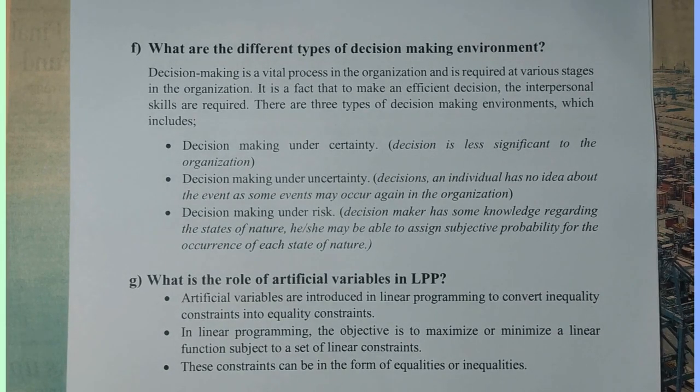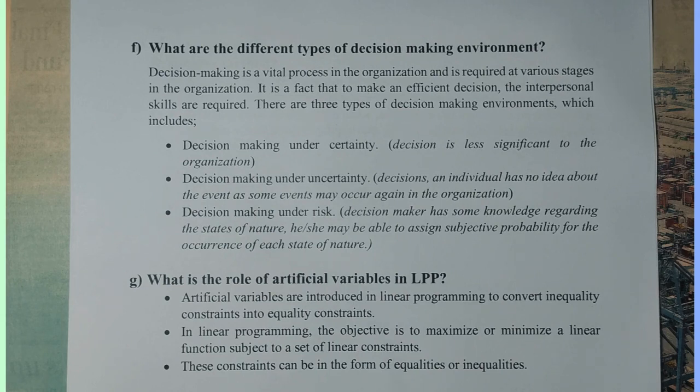Next is 1F: what are the different types of decision making environments? Decision making is a vital process in every organization. It is required at various stages in the organization. It is a fact that to make efficient decisions, interpersonal skills are required. There are three types of decision making environment: decision making under certainty, decision making under uncertainty, and decision making under risk.